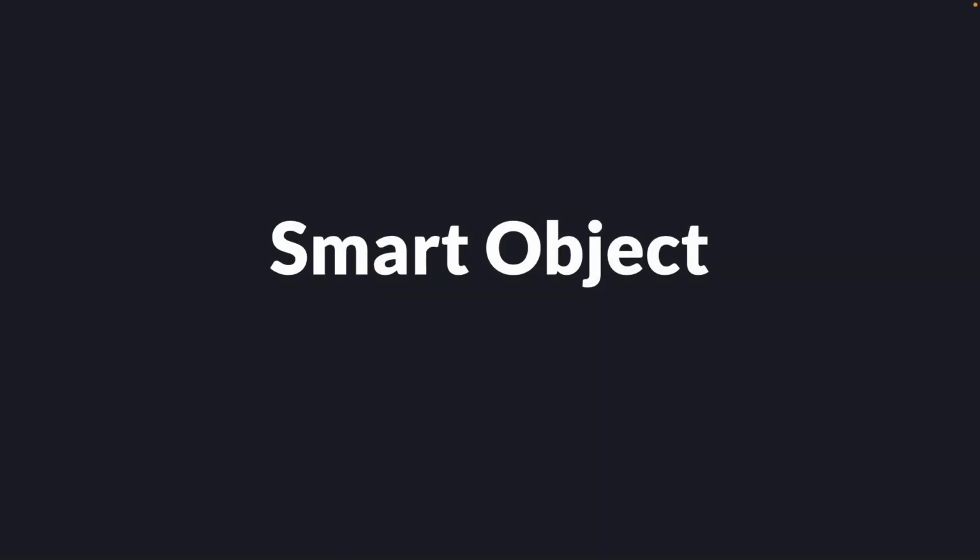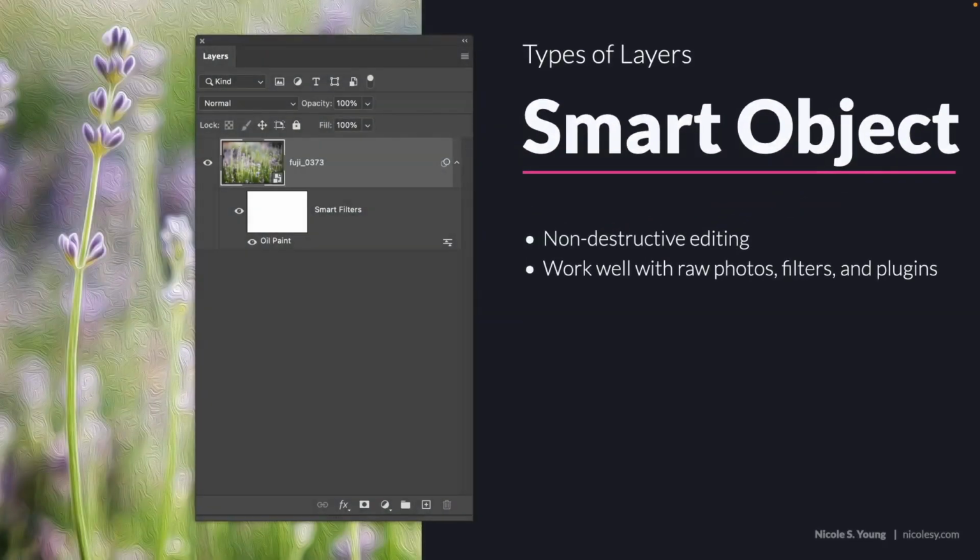Let's talk a little bit about smart object layers. Smart objects are a special kind of layer. They are very non-destructive, editable layers. They work well with raw photos and filters and plugins. They're the ultimate non-destructive file. And I'm going to show you this example and how you might want to use it with a photograph. So let's jump over into Photoshop, and I will set this up and explain how smart objects work with photography.